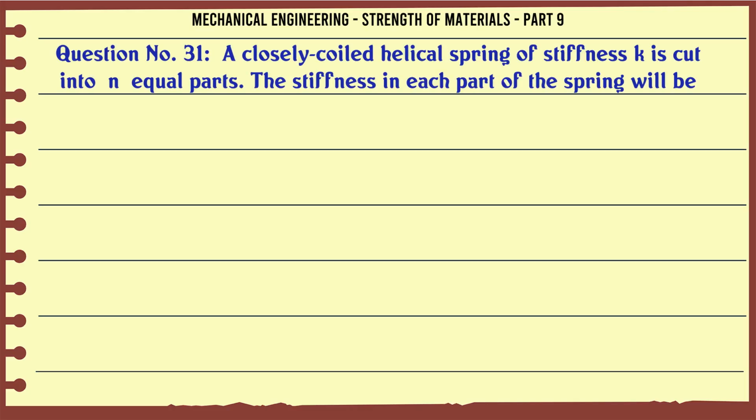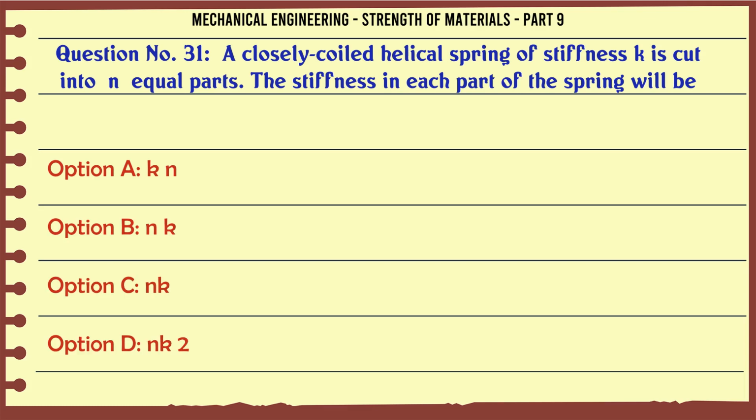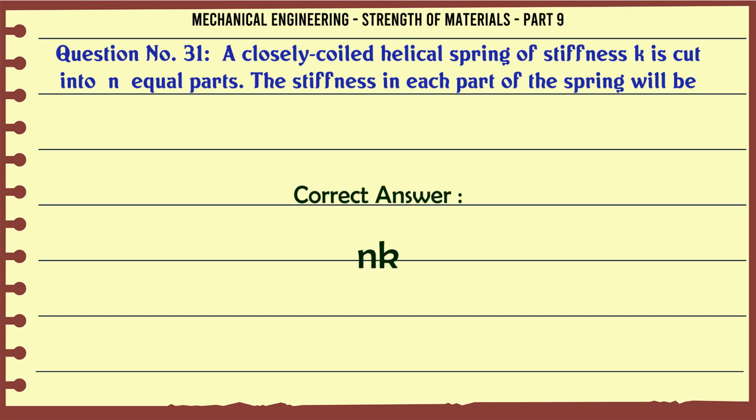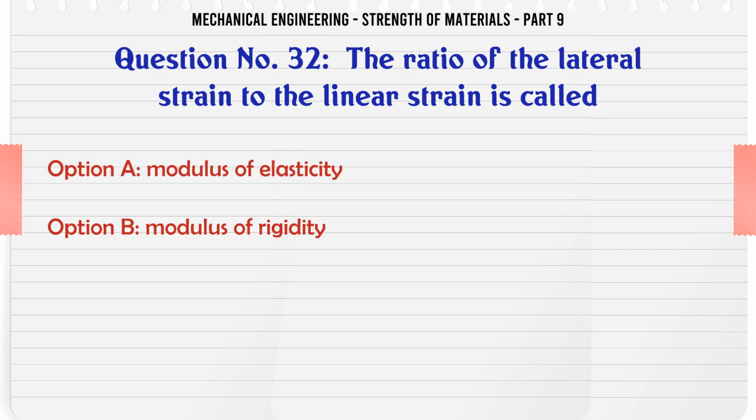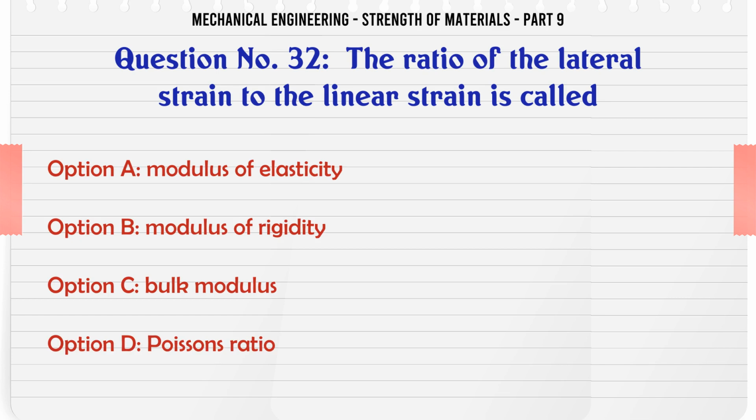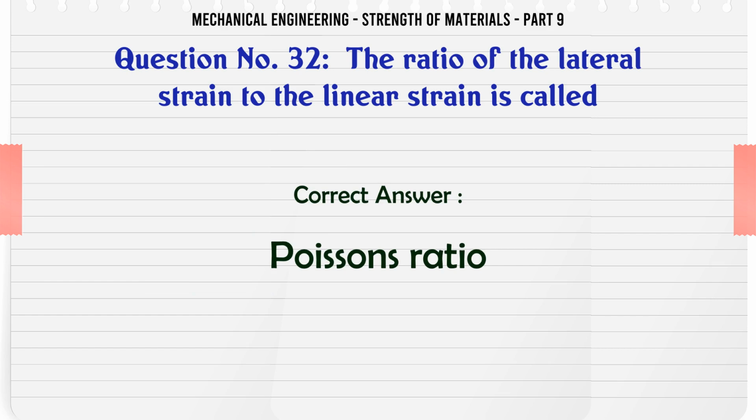A closely coiled helical spring of stiffness K is cut into n equal parts. The stiffness in each part of the spring will be A, Kn, B, nK, C, n/K, D, nK squared. The correct answer is nK. The ratio of the lateral strain to the linear strain is called A, modulus of elasticity, B, modulus of rigidity, C, bulk modulus, D, Poisson's ratio. The correct answer is Poisson's ratio.